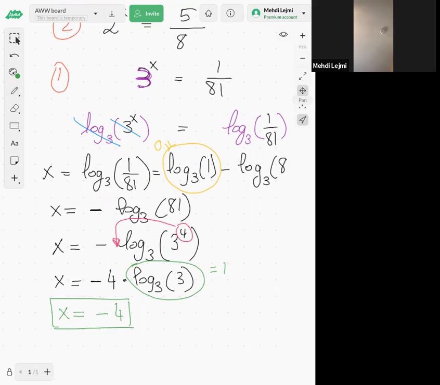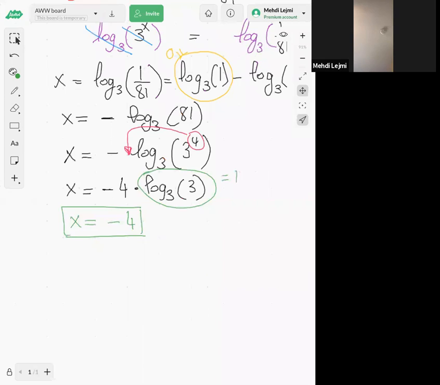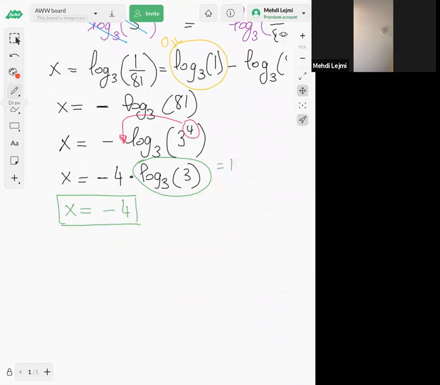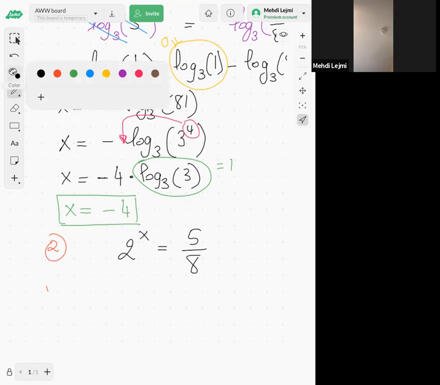It's 2 to the power x equals 5 over 8. So number 2, we have 2 to the power x equals 5 over 8. As I said, there are different ways to solve this equation, but this is exponential in base 2, and you want to get rid of this exponential in base 2.